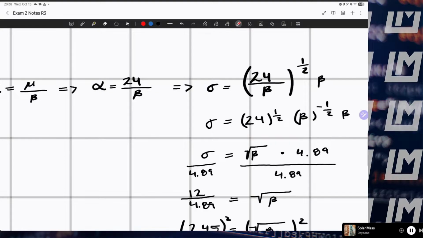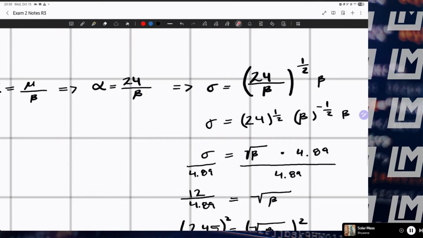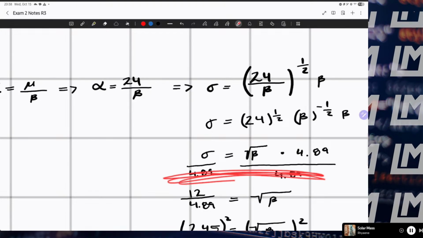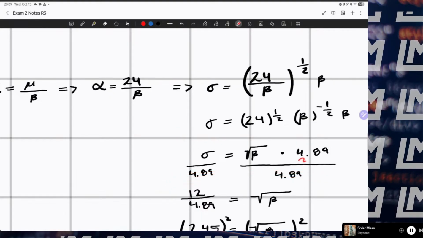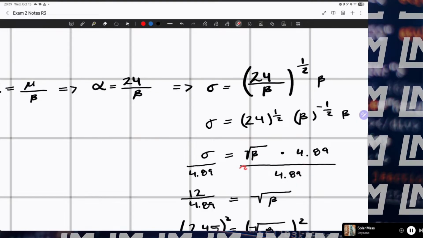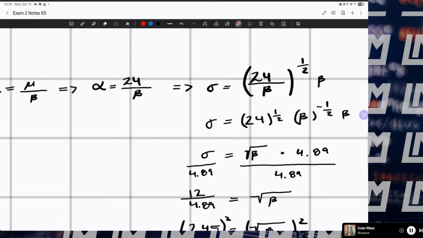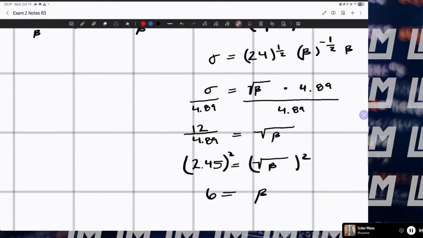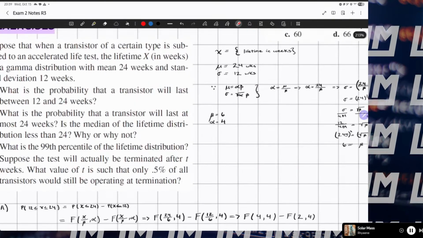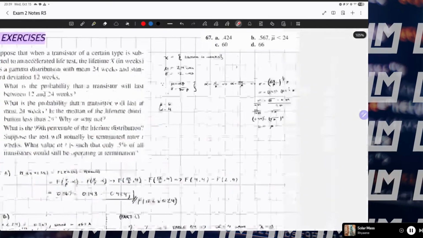And then if you just ignore this portion right here, don't look at this. This is directly the next step, and then you want to isolate beta. So you divide 4.89 on both sides, right? So we know what the standard deviation is. The standard deviation is 12 weeks.